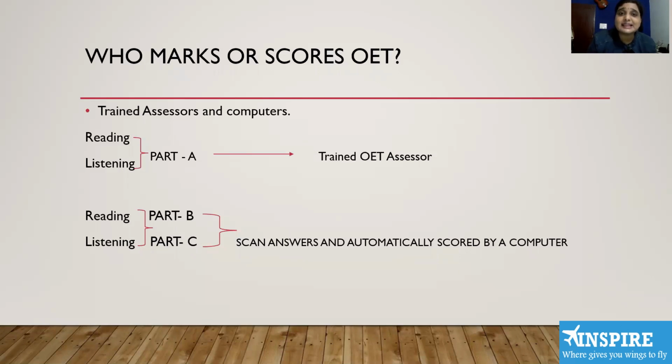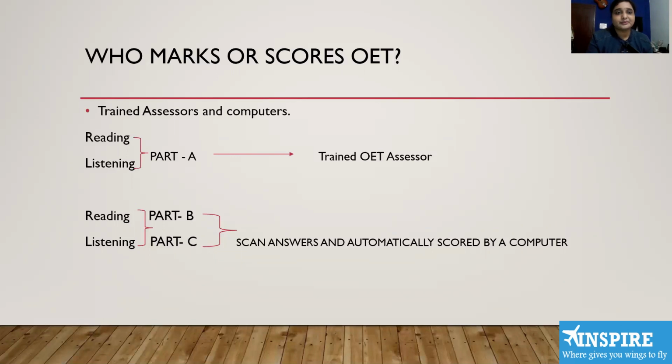Who marks or scores OET? Trained assessors and computers will do this job. In reading and listening, there are 3 parts: Part A, Part B, and Part C. Part A of reading and listening is assessed by a trained OET assessor. In Part B and Part C of reading and listening, the answers that we have written in the answer sheet will be scanned and automatically scored by a computer.